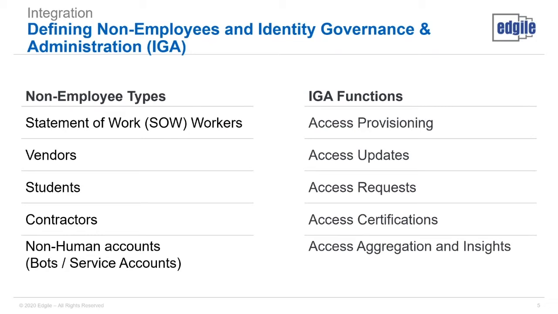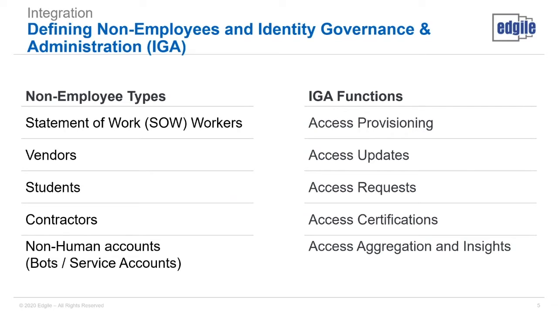IGA means efficient management of your access for both employees as well as non-employees, and during their entire life cycle. From the point they join till the point they leave the organization, or even in between, if there's a change in job title or a department, access should change accordingly.